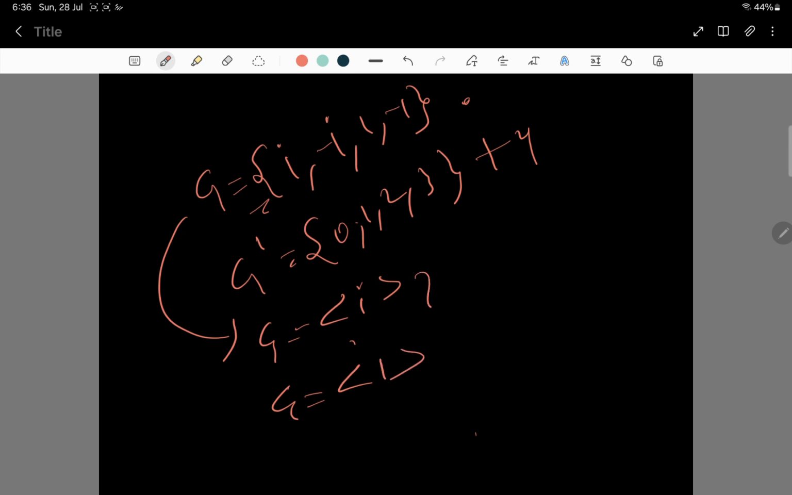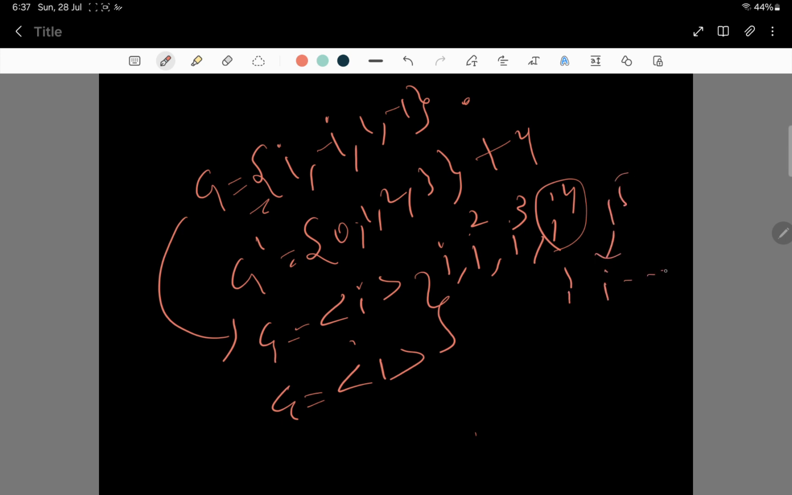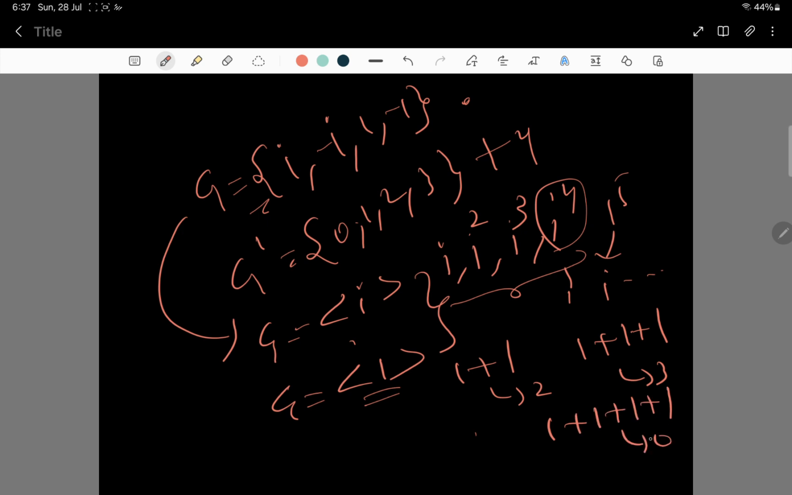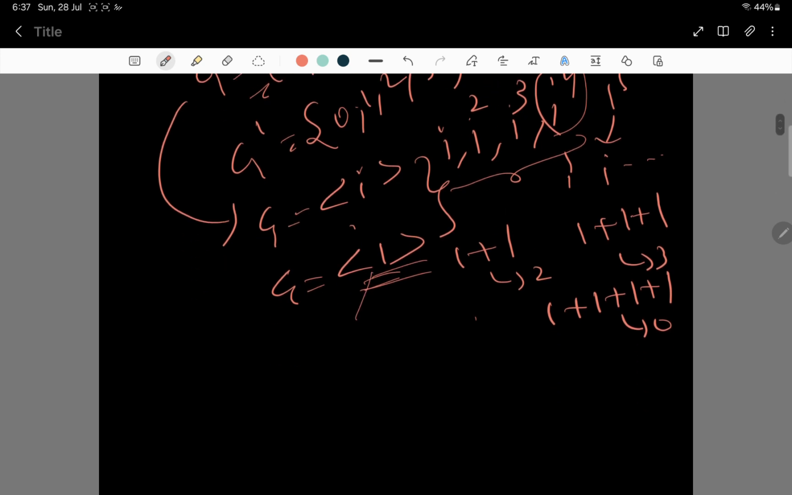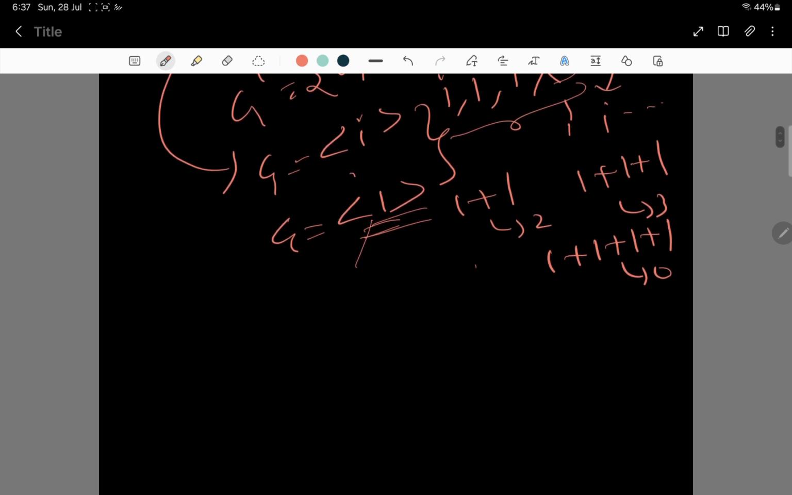Basically it is i square, i cube, i power 4. I power 4 will become 1 and i power 5 will be again i, and so on. So that's why i is the generator. Here 1 plus 1 is 2, 1 plus 1 plus 1 is 3, and 1 plus 1 plus 1 plus 1 is 0. Then again it will start from 1. So that's why 1 is a generator here.